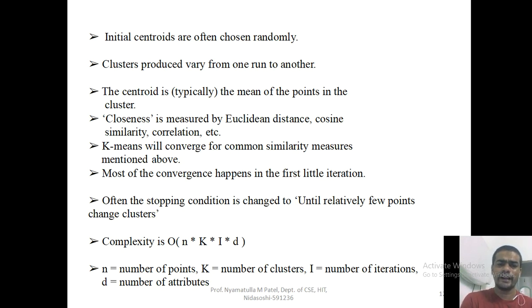What is a centroid? The centroid is typically the mean of the points in the cluster. So, you take all the points in the cluster, take the mean of that, and that is nothing but the centroid.